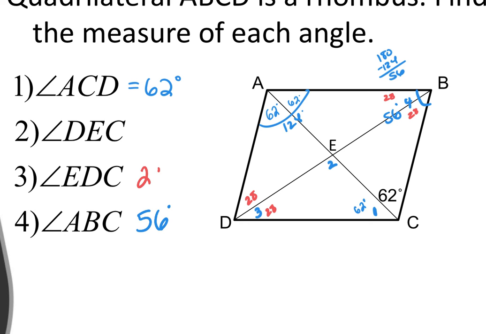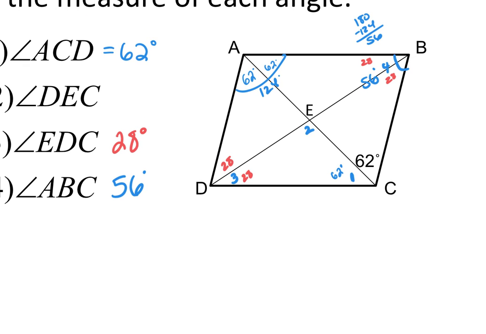And 2 is 90 because they're perpendicular. Good job. They are also perpendicular. Okay.